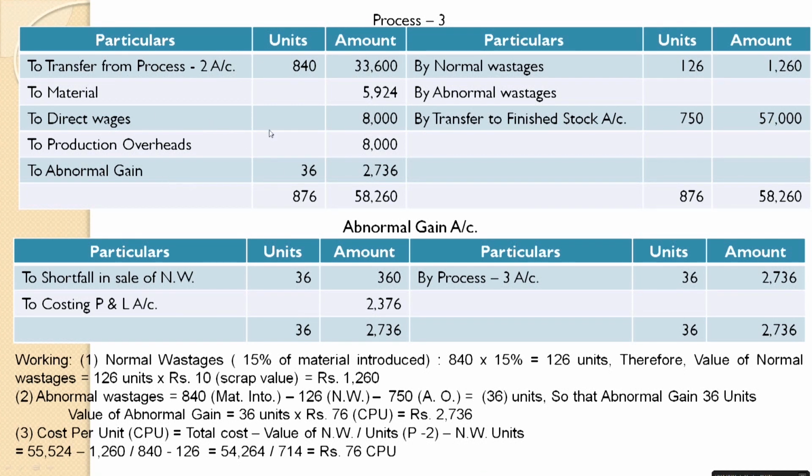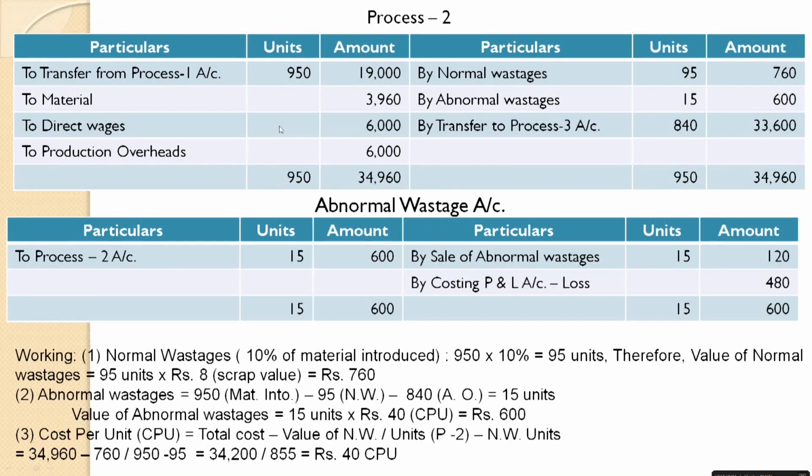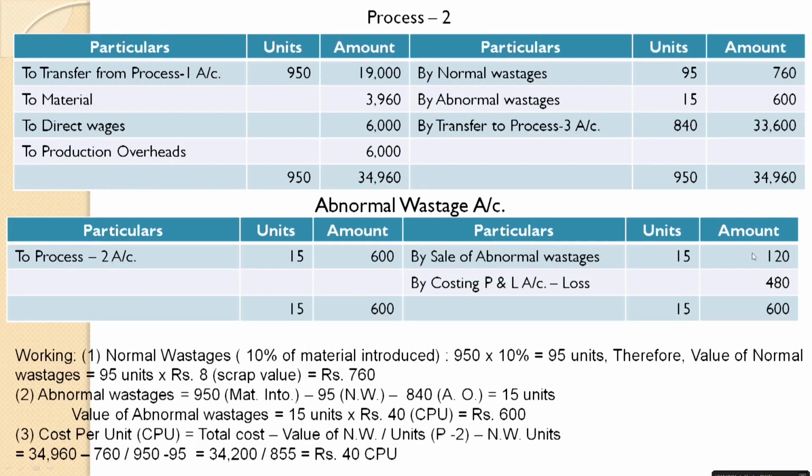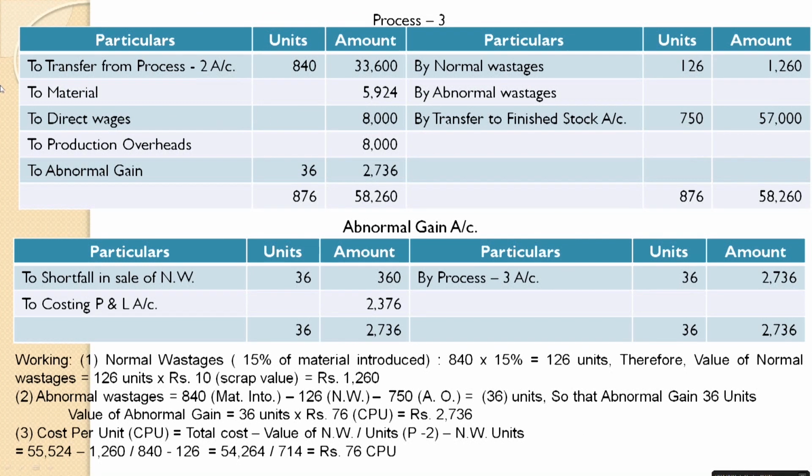Now, these are the expenses recorded from the question. Again see the question, and the first table shows the amount of material, direct wages and production overheads, that is 5,924 for material. All these three expenses are going to be recorded in the process 3 account debit side. See here, material is 5,924, direct wages is 8,000 and production overheads are 8,000 rupees. These are the expenses clearly given in the question, recorded as they are on the process 3 account debit side.